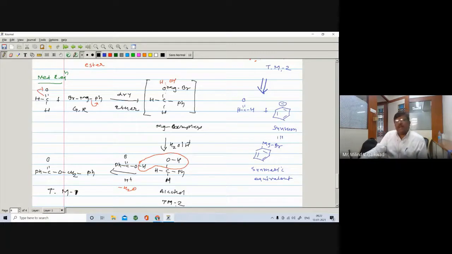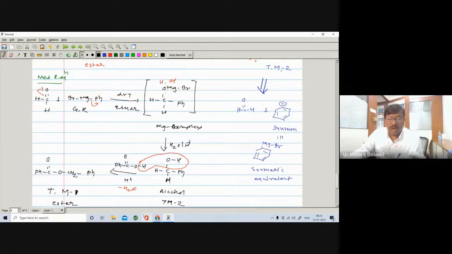Even if you don't write TM1 and TM2, it also works. So in this way, you have prepared this ester, right? So in this way, you have to prepare ester molecules, and when there is an ester, you have to first carry out the corresponding FGI, functional group interconversion. Generally, this is only one example they used to ask, but if you change the R, you get a number of examples, right?